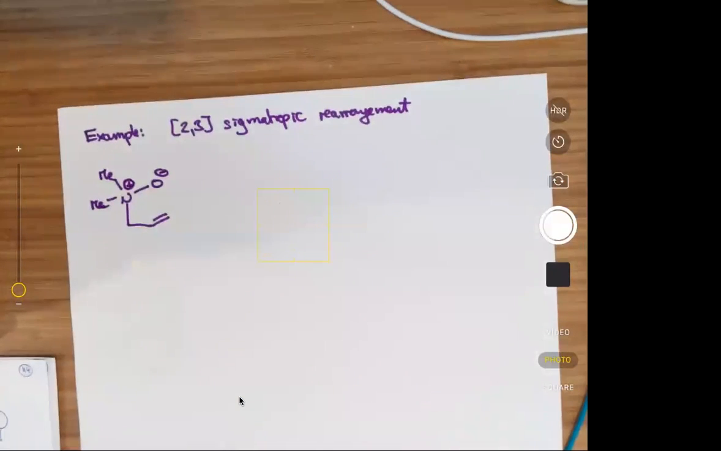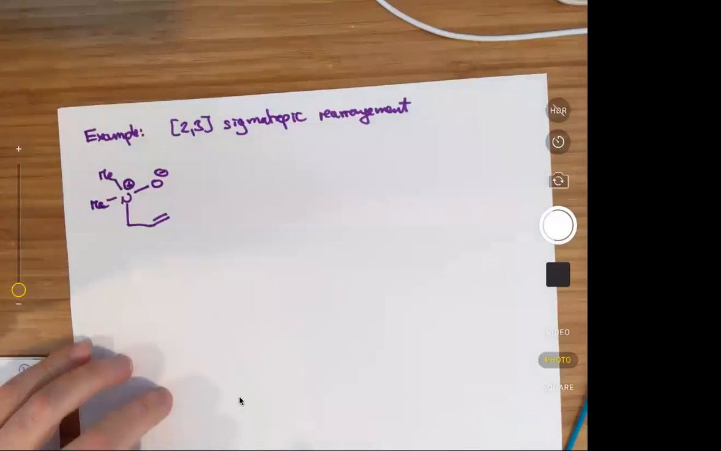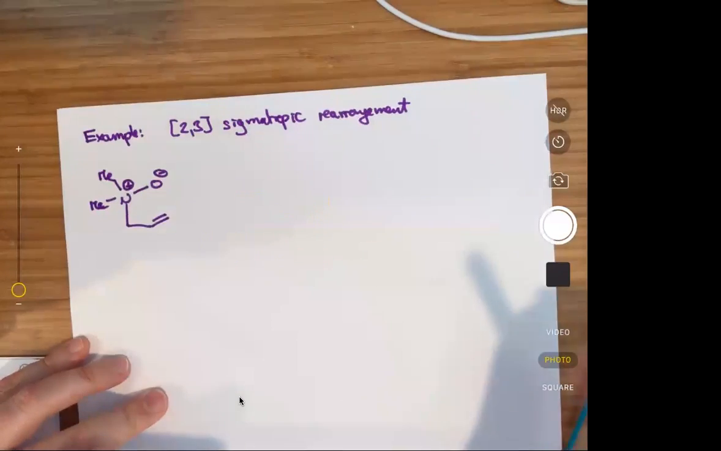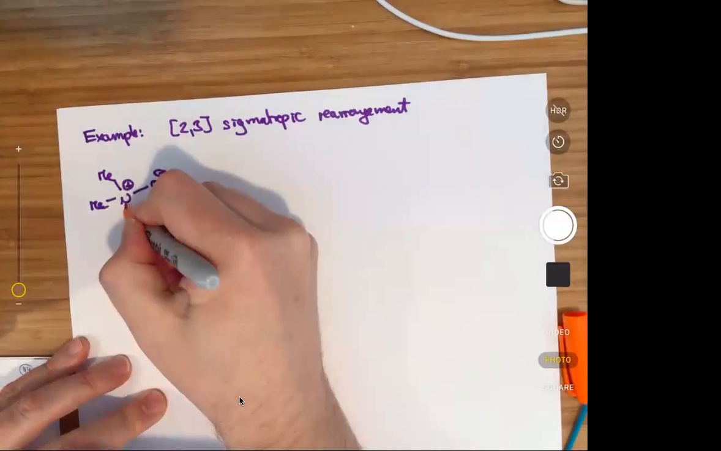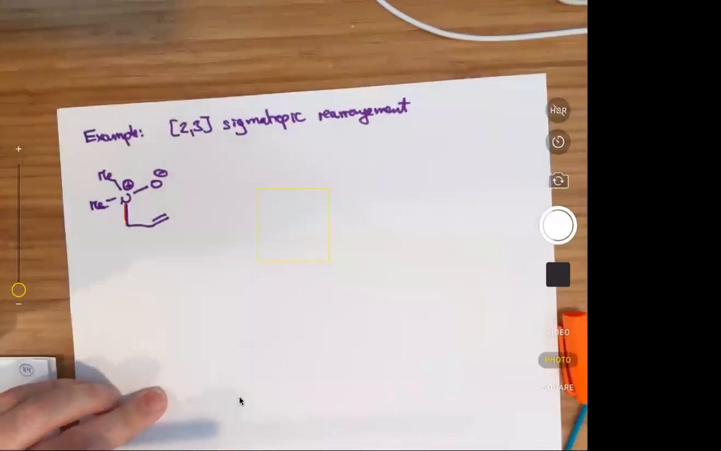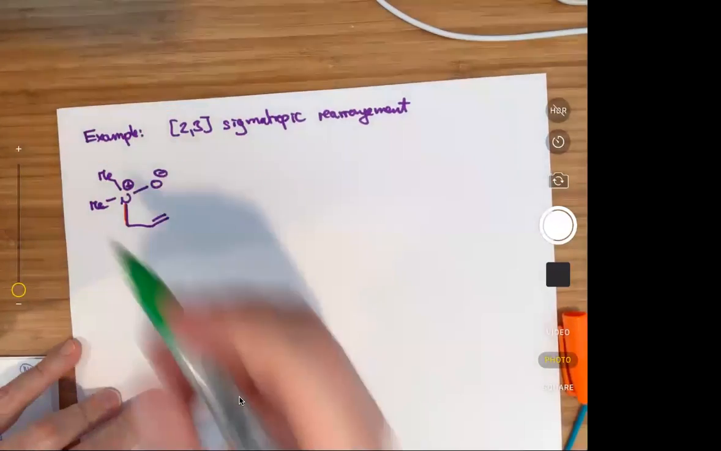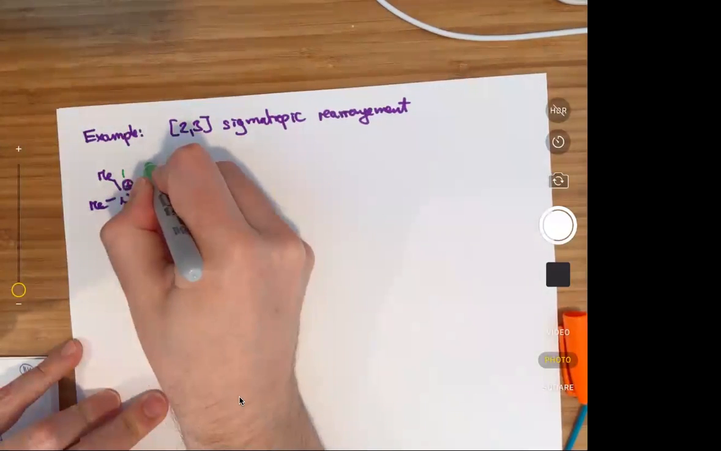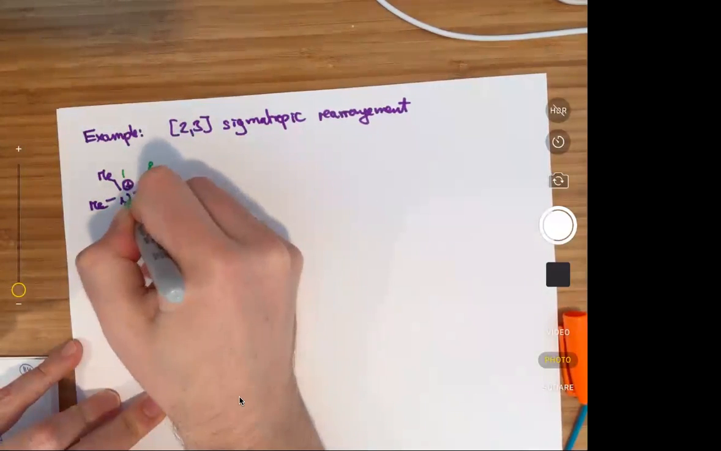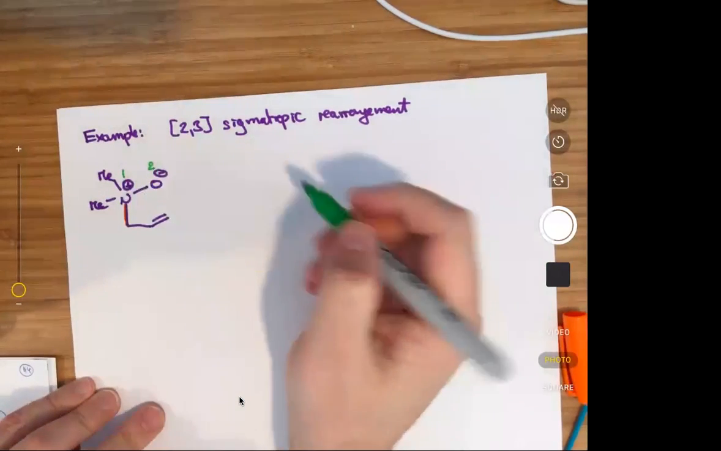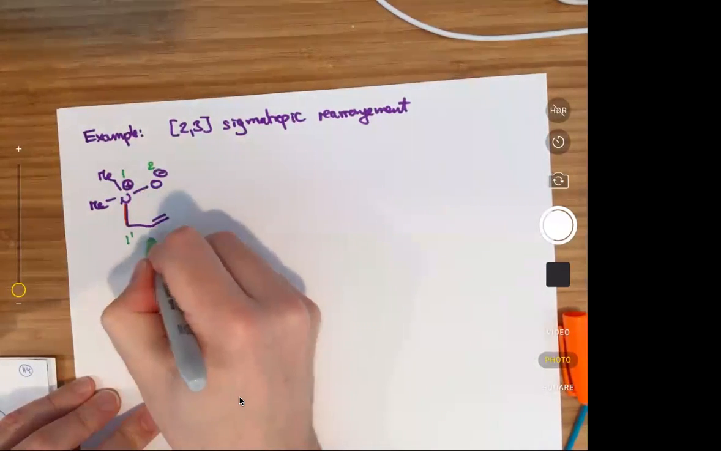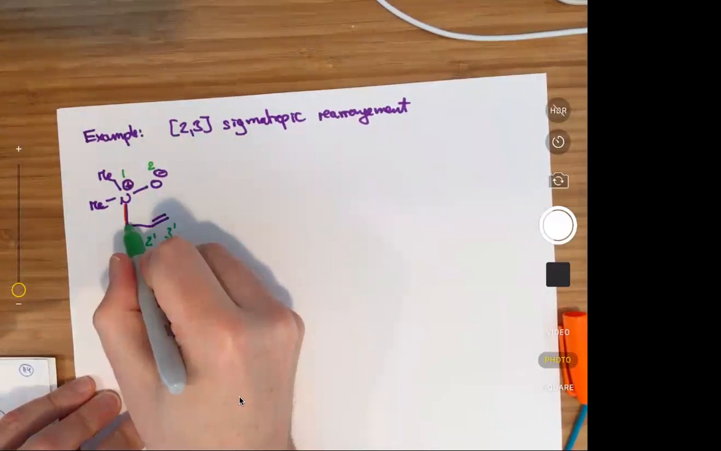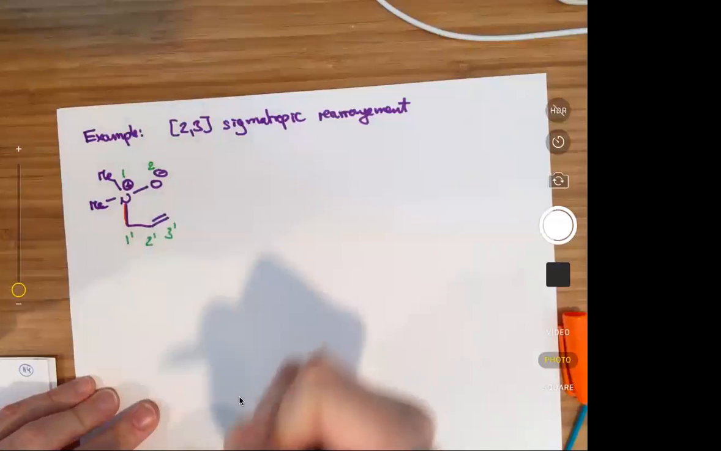Now, if we go into our nomenclature again, we can say, okay, this is the sigma bond that is moving. So let's paint this orange again. And if we have a 2,3 rearrangement, we can count the atoms here. So this is 1, and this is 2, so the sigma bond moves from here to this oxygen atom. And on the other side, we have 1', 2', and 3'. So on the other side, it moves from this position over to this position.